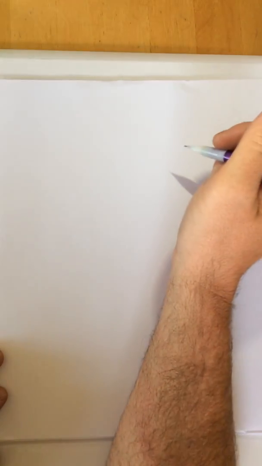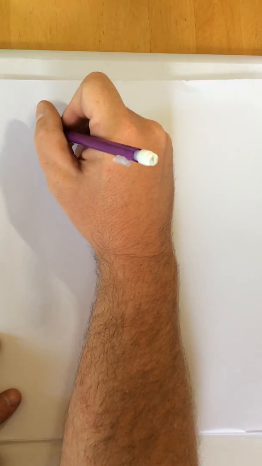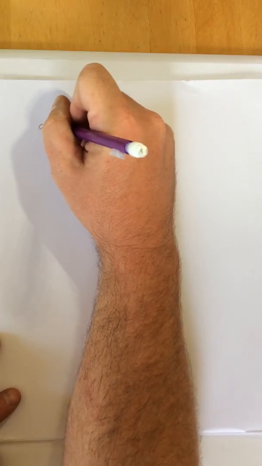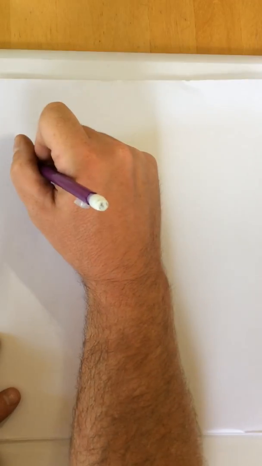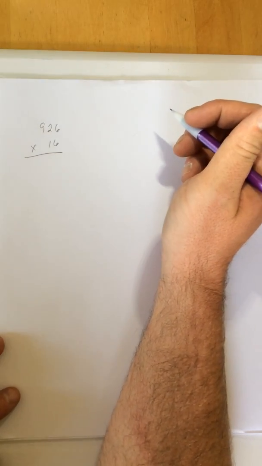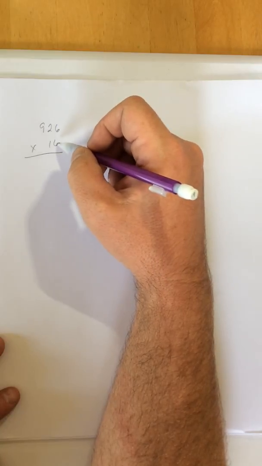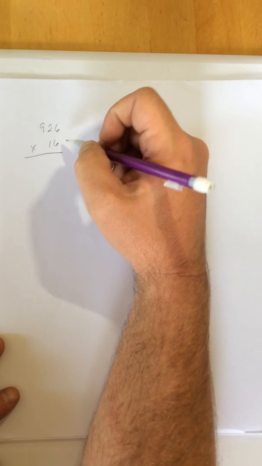Last week we talked about multi-digit multiplication, understanding that you could take any two numbers and multiply them, like 926 times 16, and we can find an answer for this. Today we're going to add to it. So as I work through this problem, we're going to repeat the process, and I'll do both versions, the standard algorithm and the area model.